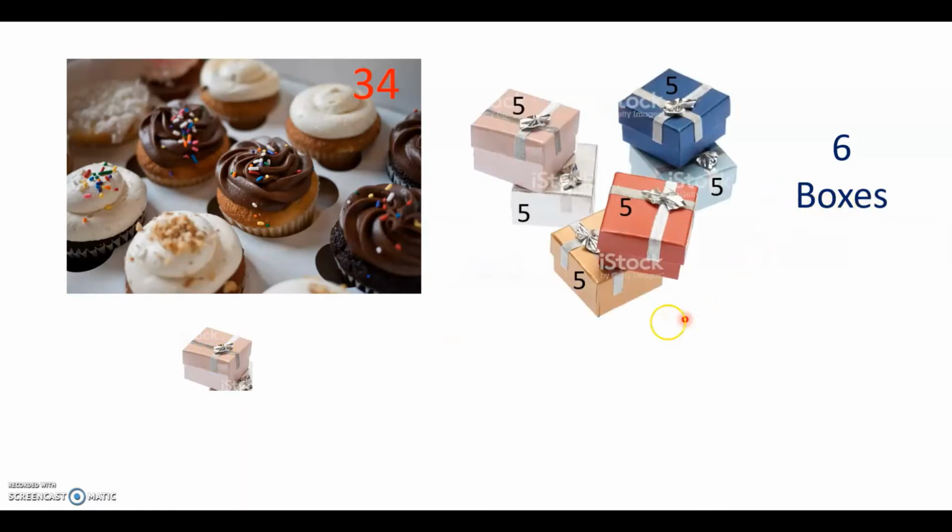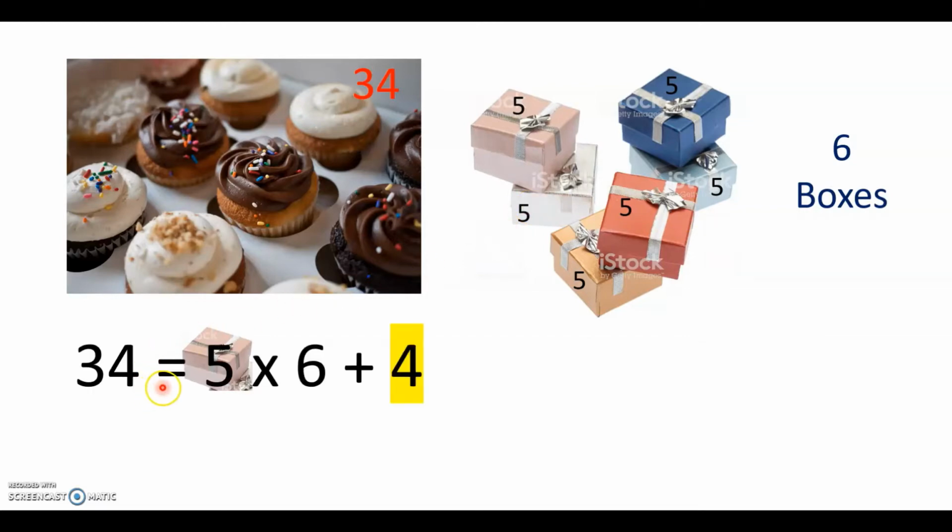So we have here 6 boxes and in each box we have 5 cakes. So after putting these 5 cakes in each box, how many cakes are we left with? We are left with 4 cakes. Great. So 34 is the total number of cakes and we put 5 inside each box and there are a total of 6 boxes. So after filling all 6 boxes with 5 cakes each, we are left with 4 cakes.